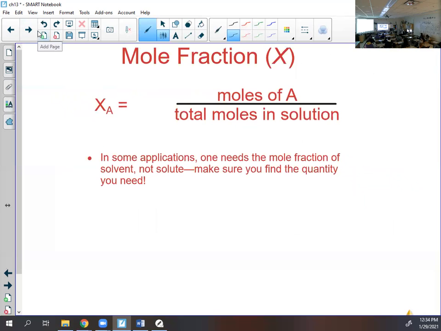Okay, mole fraction. Whoa, you don't like mole fraction?